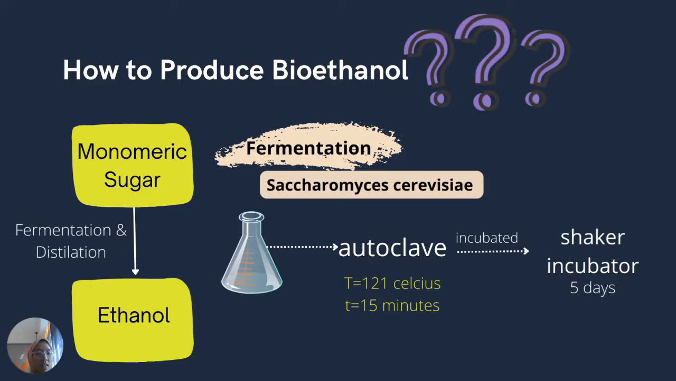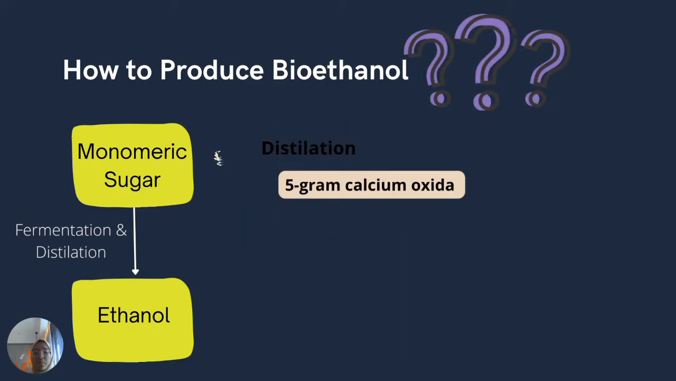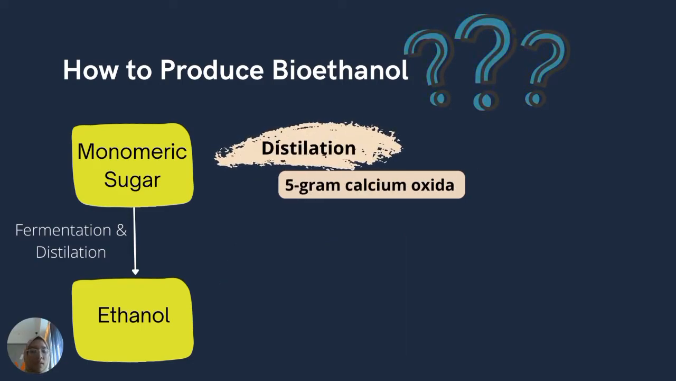And the last is fermentation and distillation. Fermentation is used to change monomer sugar into ethanol. Before we add Saccharum mixtures to the flask, we must move the solution from the tube to the flask, and after that, because of the displacement, we must put the flask into the autoclave so the contaminants will be removed. After that, we can put the Saccharum mixtures into the flask and incubate it for 5 days in a shaker incubator. After that, the last step is distillation, so we can get the ethanol.